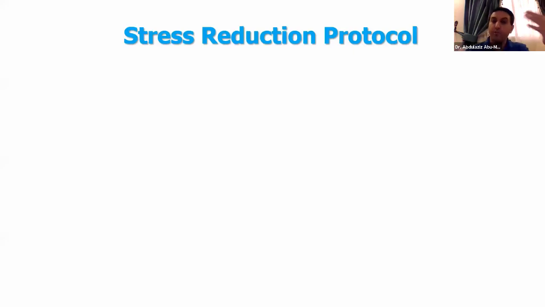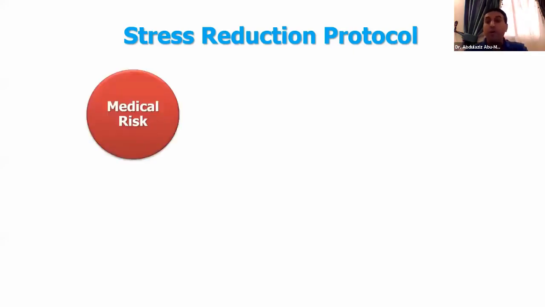The stress reduction protocol for all of these cases starts with the medical risk. You have to assess the risk, going from ASA 1 to ASA 6. How much is the risk of this patient? You have to consult with his physician. You want to know the complete history of the case. You need to know the medication he is using, and the interactions that you might have. Every day is changing.